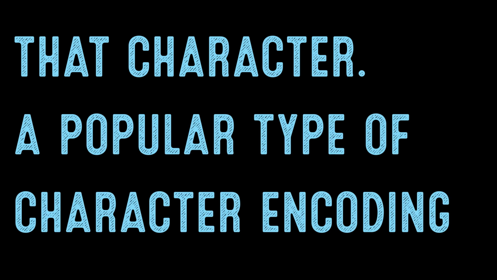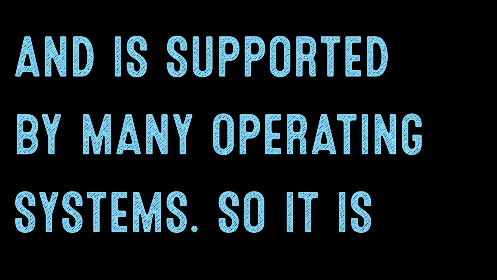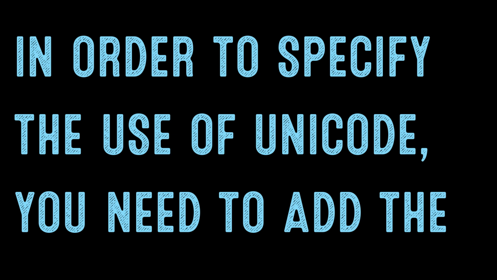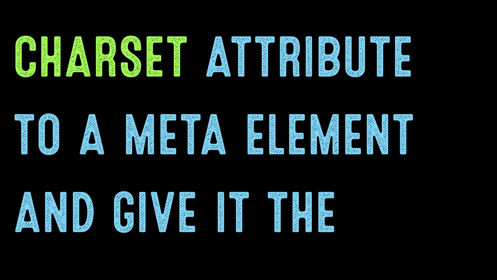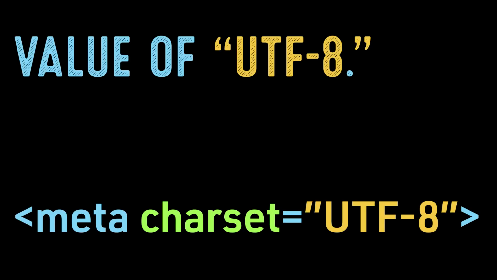A popular type of character encoding is Unicode. Unicode supports a wide range of languages and is supported by many operating systems, so it is ideal for use in multilingual websites. With HTML5, in order to specify the use of Unicode, you need to add the charset attribute to a meta element and give it the value of UTF-8. Meta tag, charset attribute equals "UTF-8" in quotation marks.